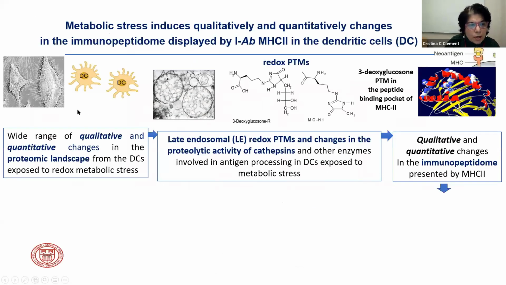So our working model proposes that qualitative and quantitative changes in the proteomic landscape of the dendritic cells, together with the accumulation of post-translational modifications, and I'm showing here as examples two main ones, the methylglyoxal adducts and 3-deoxyglucosone on arginine, all this together would affect the antigen processing, and further down the line will have qualitative and quantitative effects on the immunopeptidome displayed on MHC class 2.